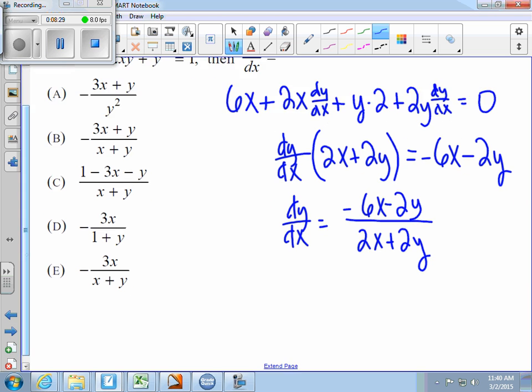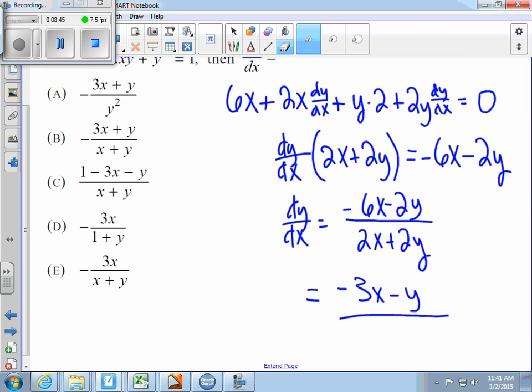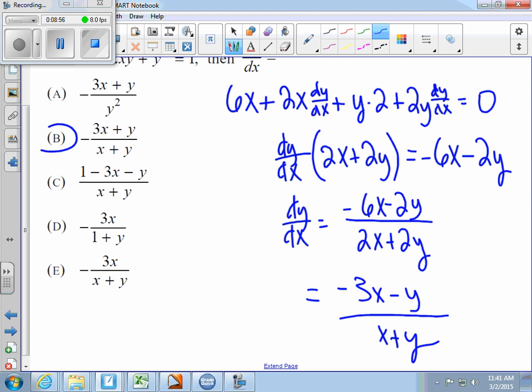Okay, I can divide a 2 out of everything. Getting warmer. It's B. Why is it B? Because they factored a negative out at the top and couldn't turn the fraction. So that's a little bit of some insight into matching some multiple choice answers. Questions?